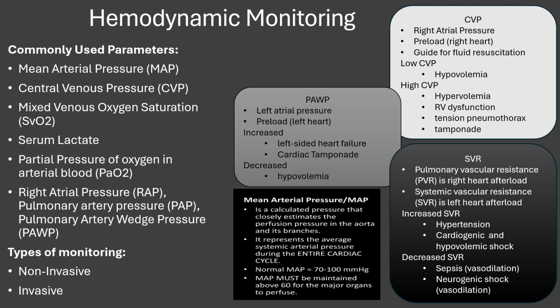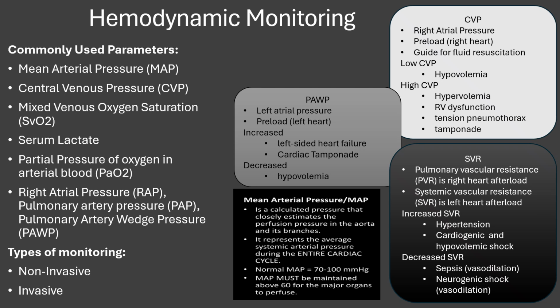We also look at that partial pressure of oxygen in the arterial blood. You know that PaO2 on the ABGs? We will also look at things like your right atrial pressure, your pulmonary artery pressures, your pulmonary artery wedge pressures, and this just gives us a very clear picture of the entire hemodynamics of a patient. And we can use both invasive and non-invasive methods to measure some of these. But some of these, like your CVP, we will generally need invasive technology.